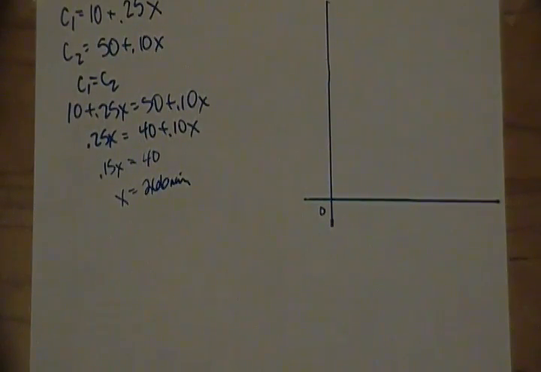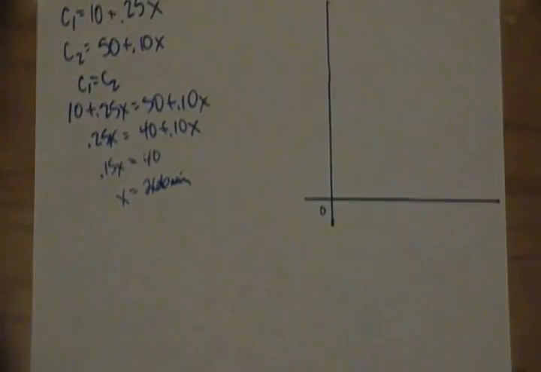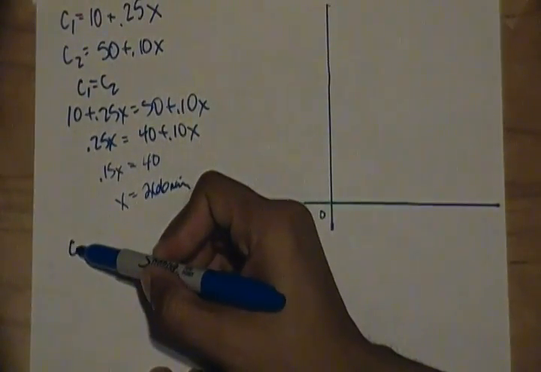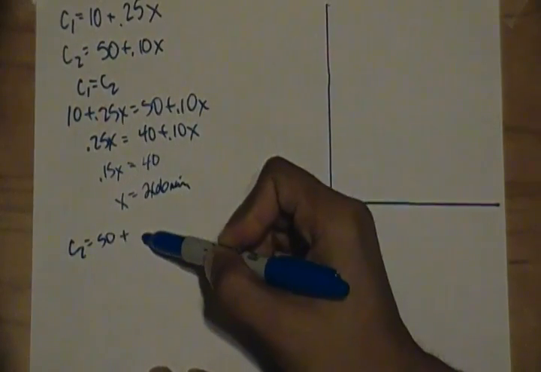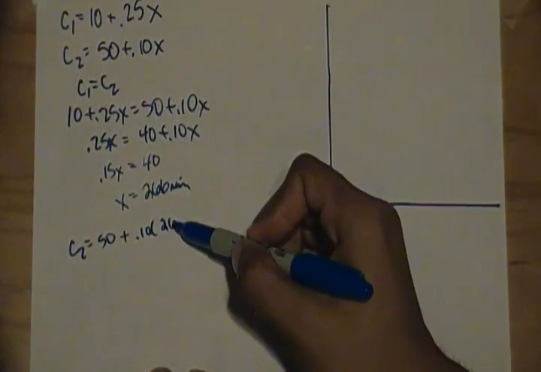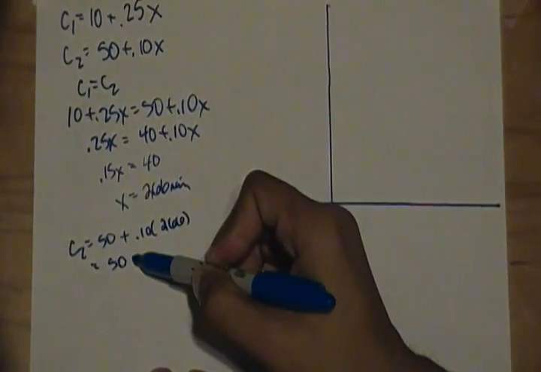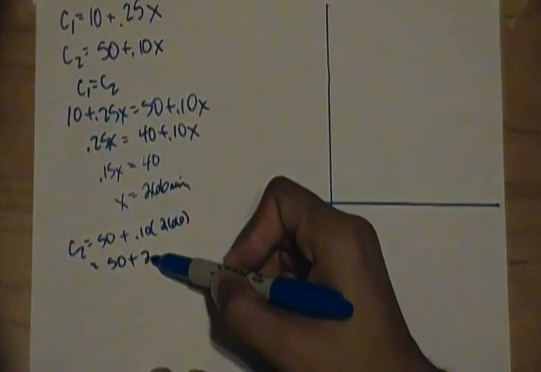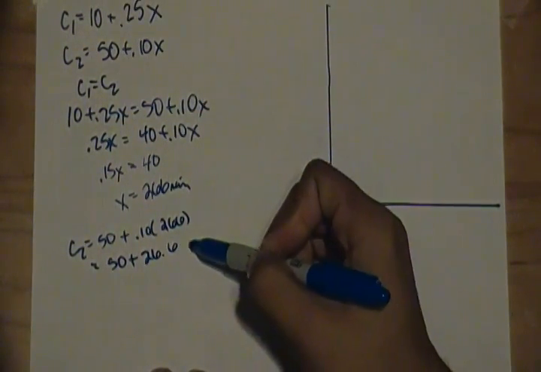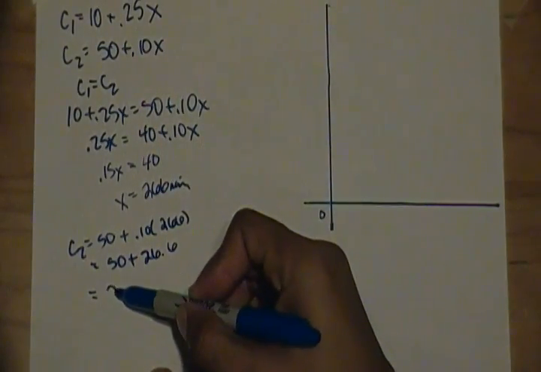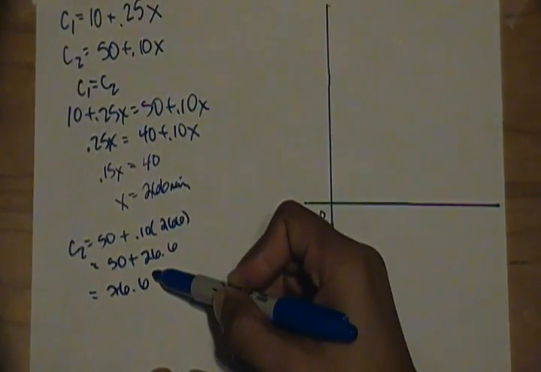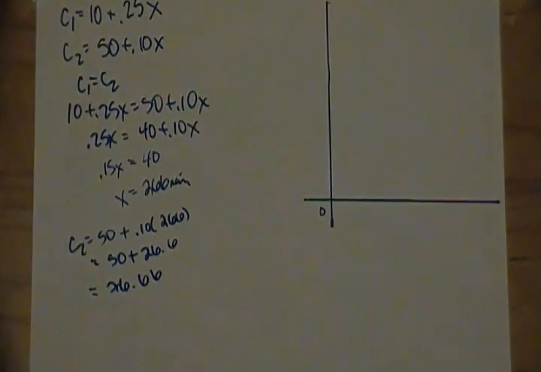I need to know the cost for each company at 266 minutes. I'm going to use C2 to plug this in. So let's see. C2, that's 50 plus 0.10 times 266. So that's 50 plus, let's see, that's 26.6. When I add that together, I get 76.66. So for either company, if I spend 266 minutes talking, the cost is $76.66.